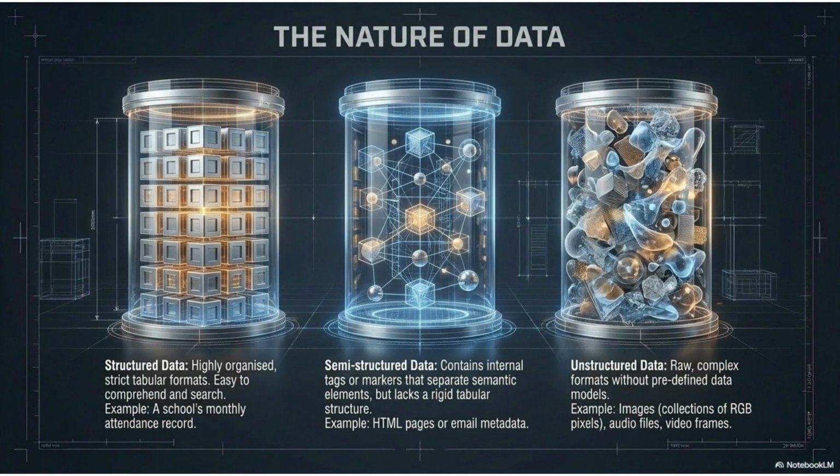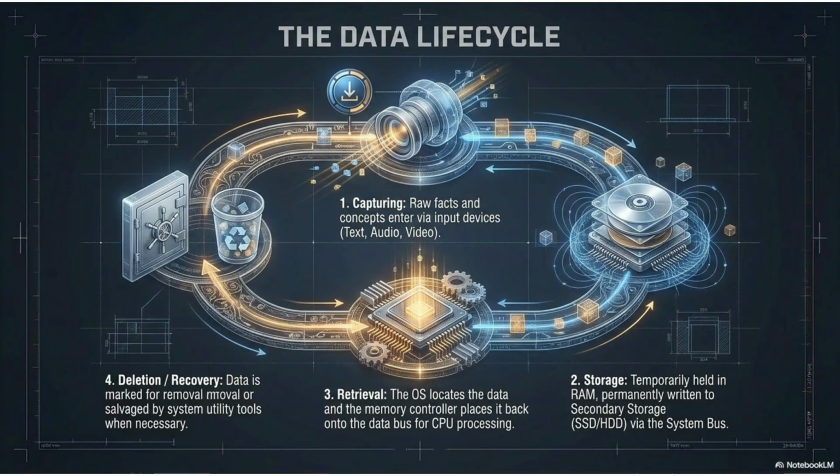Data itself comes in many forms. It can be structured, like an organized record, semi-structured, like HTML with internal markers, or unstructured, like raw images, audio files, or video frames that lack a predefined model. Every piece of data follows a life cycle. It is captured by input, stored in memory, retrieved by the operating system for processing by the CPU, and eventually deleted or recovered when no longer needed.